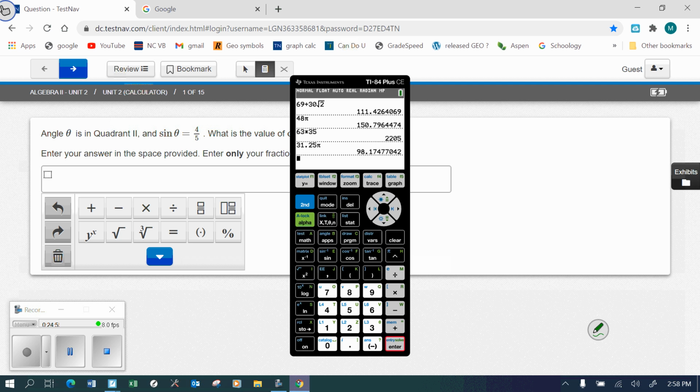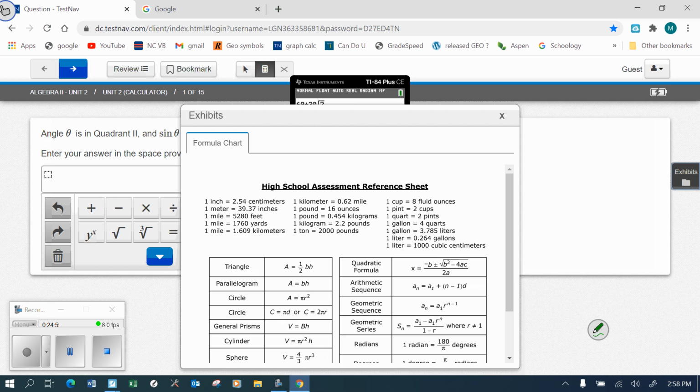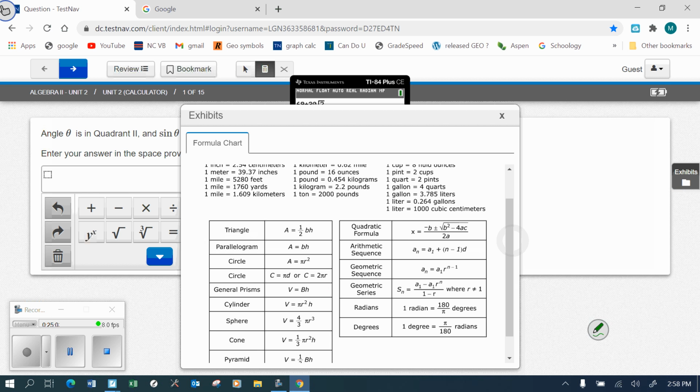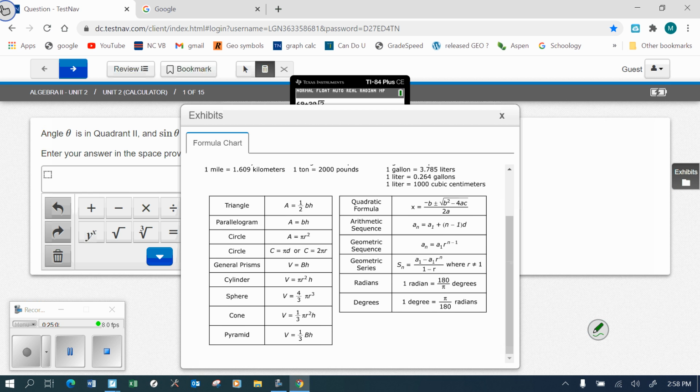Okay, and that is just so you know, on the DCAS. So this is what the DCAS is going to look like at the end of the year. You have this calculator, and off to the right, right over here where it says exhibits, this is your formula sheet. This is what everybody gets for Algebra 1 and Geometry and Algebra 2. So notice, here's the geometry formulas. Here's your cylinder. So notice it's all this volume here.